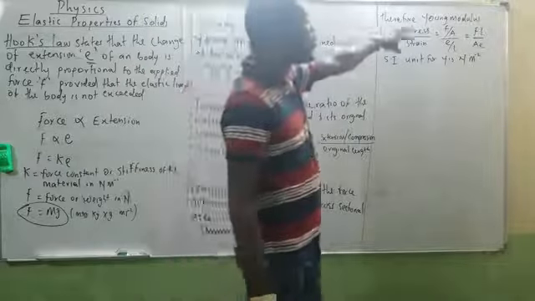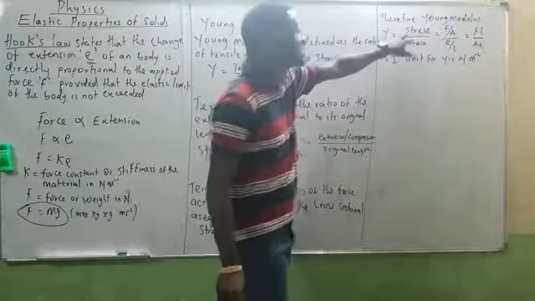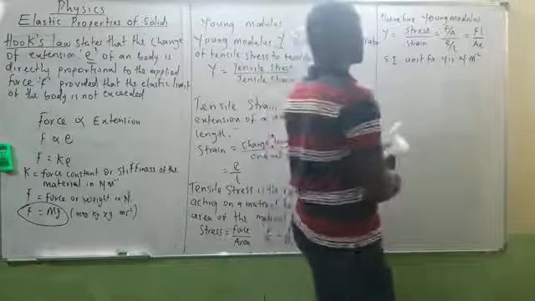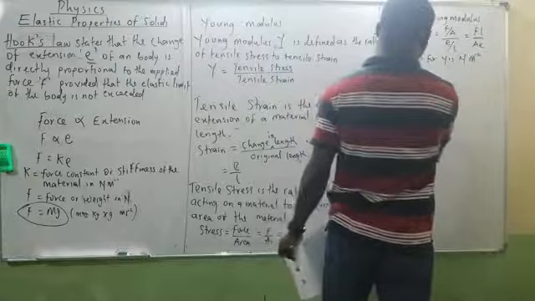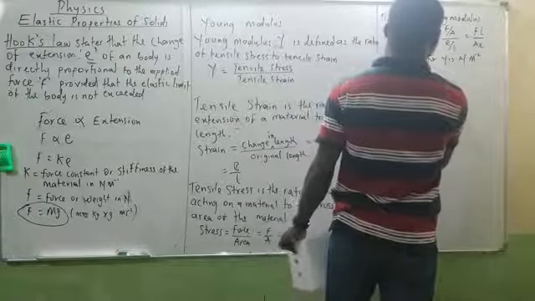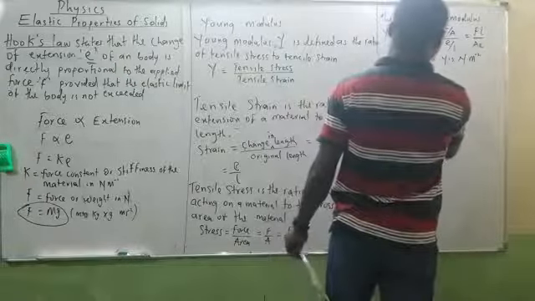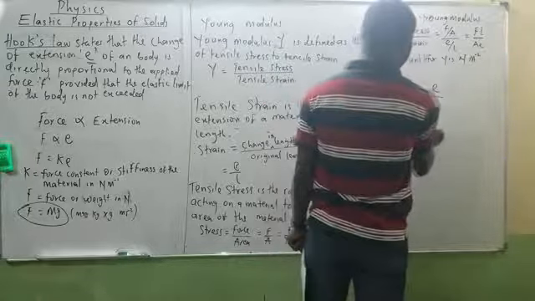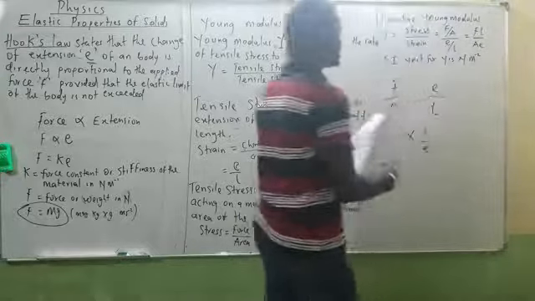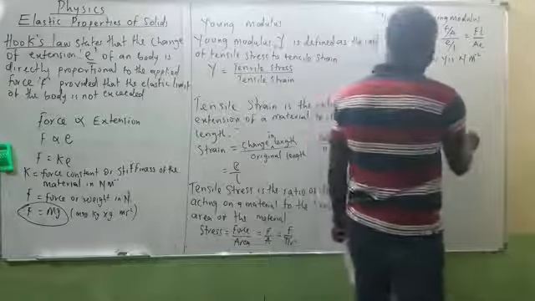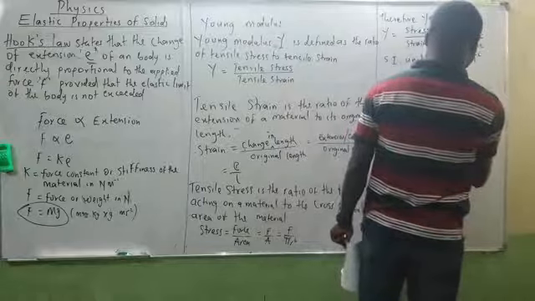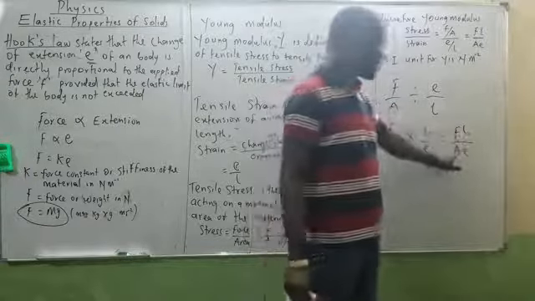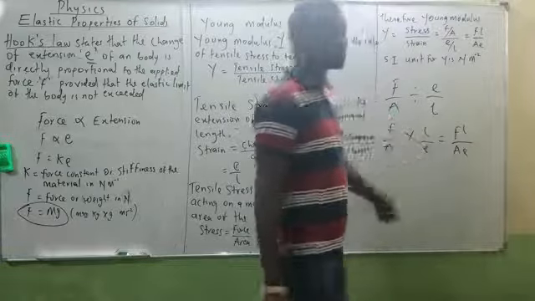Therefore, my Young modulus always equals the stress over the strain. That means F divided by A, also divided by e over L. You know this from elementary mathematics: that gives A multiplied by e over L, so I have FL over Ae. It means force times length over area times extension. That is what I mean by that.